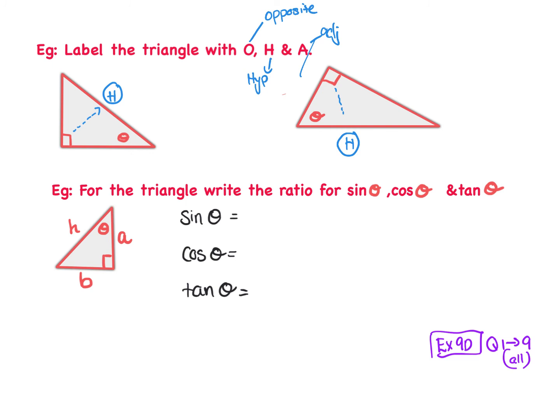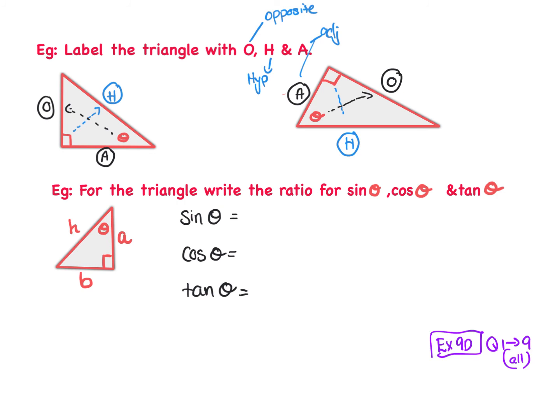Okay, so we've got the hypotenuse. Then I find it easier to do the opposite side. So there's the angle, and there's my opposite, the side opposite that angle. And then you know the last one must be the adjacent. Okay, so I've labelled them in.